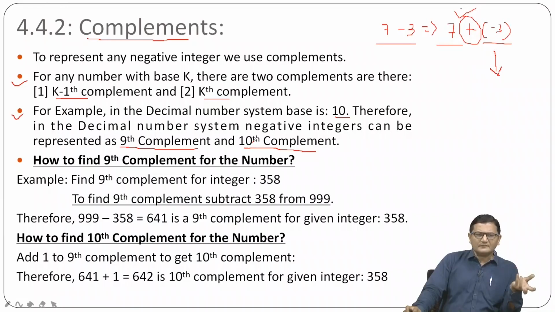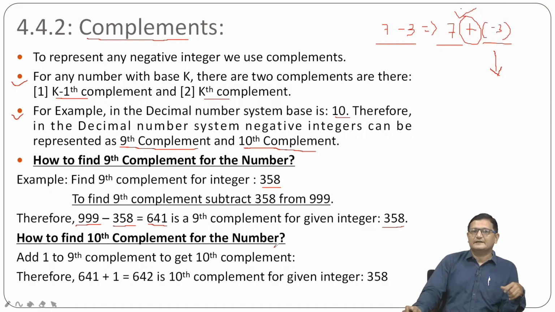Now, how to find a 9th complement? Let us suppose any number is given to you, right, 358. What you can do is subtract this number from 999. Why 999? Because your number is of how many digits? 3 digits. So, what is the maximum 3-digit number? It is 999, right. So, you subtract your number from 999, you will get 641, and this is the 9th complement of this number, okay.